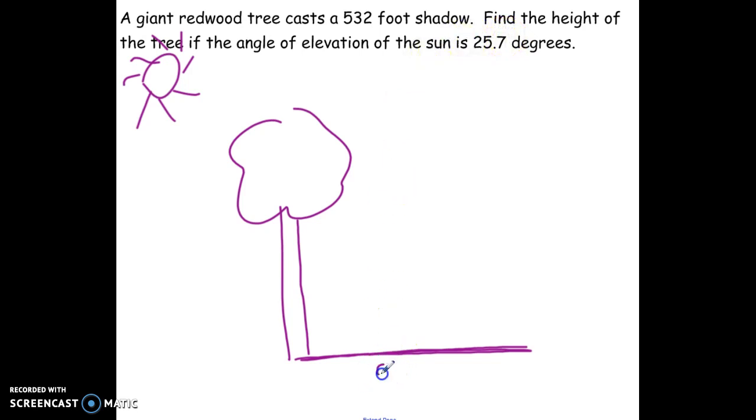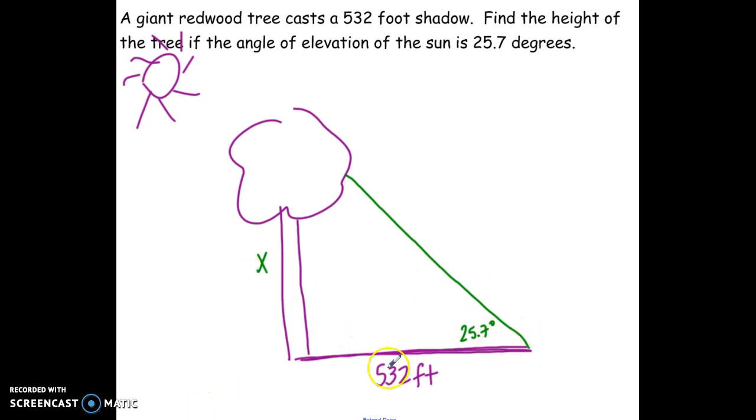The shadow is 532 feet, so let's plug that in. We want to find the height of the tree if the angle of elevation of the sun is 25.7 degrees. So remember, angle of elevation in this case is going to be from the horizontal, so from the earth there, that angle going up to the sun, right, over this way, this angle here is 25.7 degrees, and we want to find the height of the tree here.